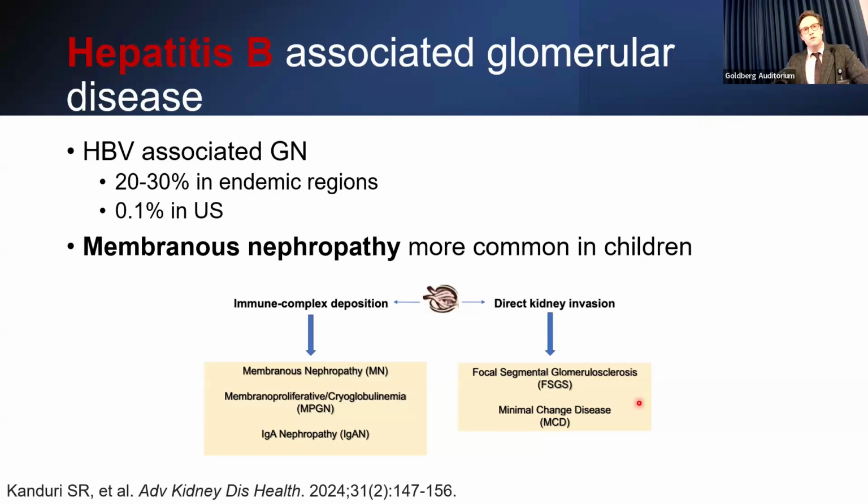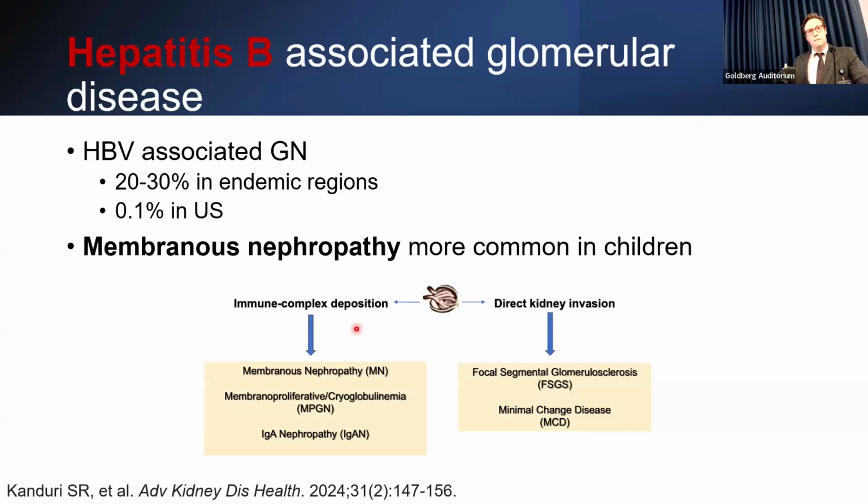Hepatitis B can cause a bunch of different types of glomerular nephritides, less common in the United States, however. That can either be from a chronic viral infection leading to immune complex deposition, leading to things like secondary membranous nephropathy, MPGN, and even secondary IgA nephropathy. There's also data to suggest that you can have direct viral invasion of the podocytes themselves that can lead to things like FSGS or minimal change disease, which at their core are podocytopathies.